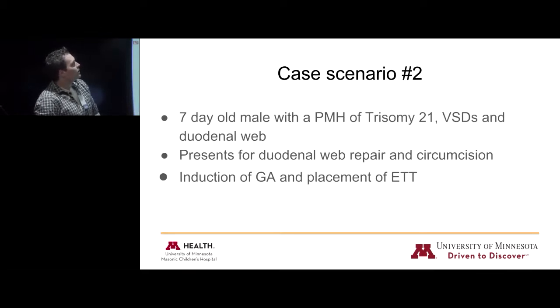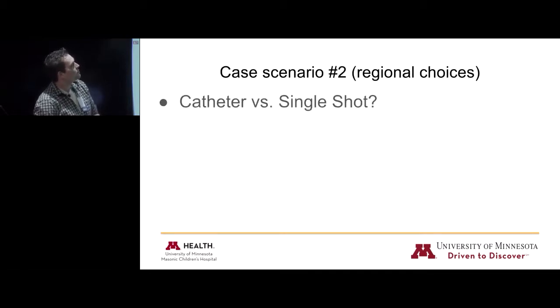Another case scenario: a 7-day-old male with a past medical history of trisomy 21, VSDs, ventricular septal defects, and duodenal web. And he presents for a duodenal web repair and circumcision. So we induced this patient under general anesthesia and placed an endotracheal tube. And any thoughts what regional or neuraxial block we should use here, catheter or single shot?